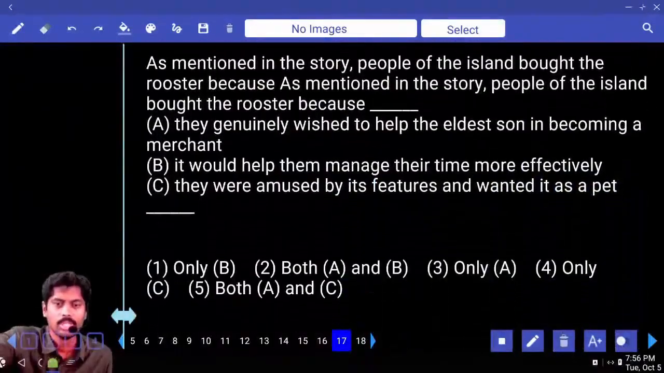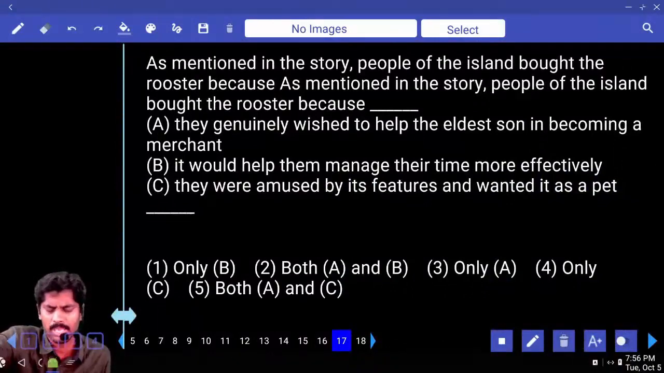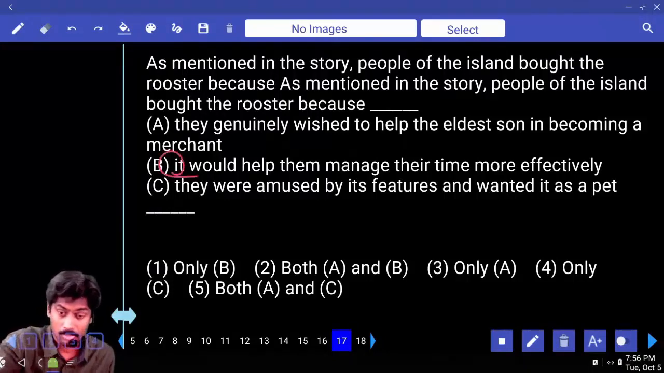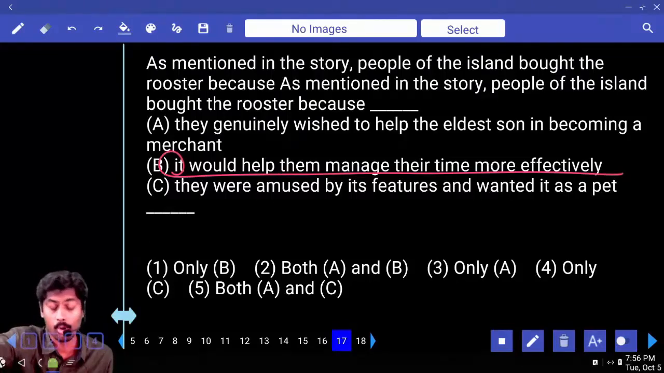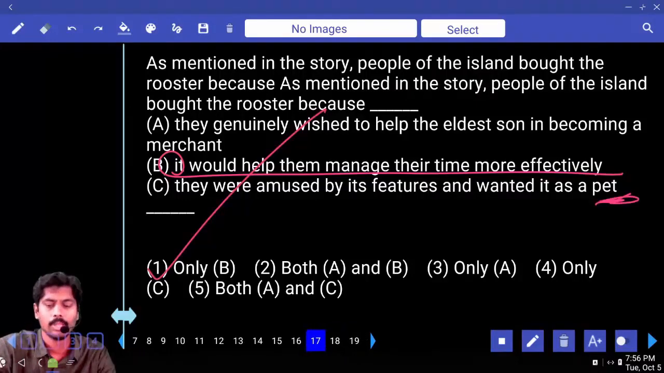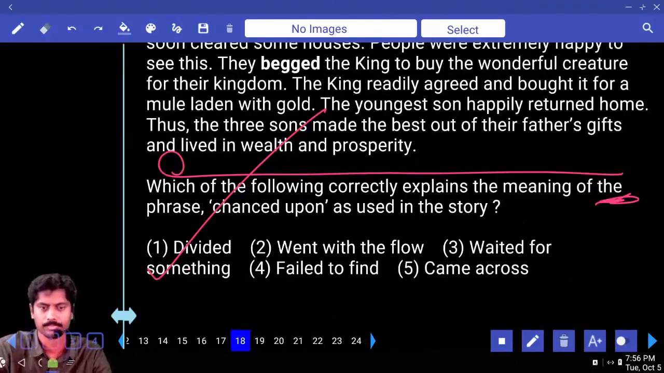Now options. They genuinely wished to help the eldest son in becoming a merchant. Merchant means businessman. It would help them manage their time more effectively. Yeah, they bought rooster because it would help them with time. They were amused by its features and wanted it as a pet. No, only B. They bought it for time.